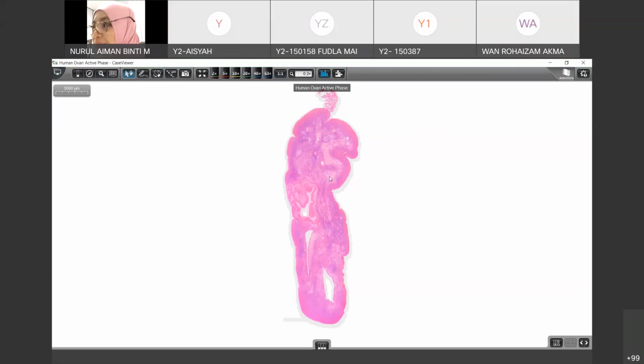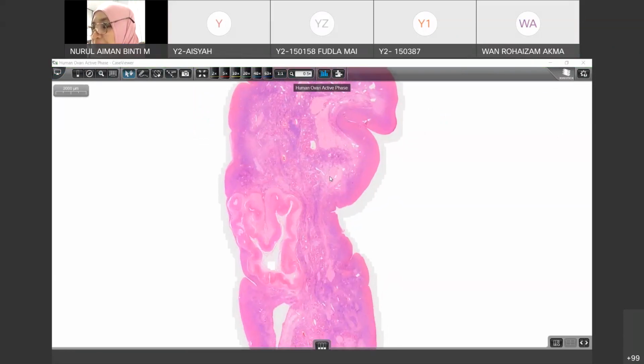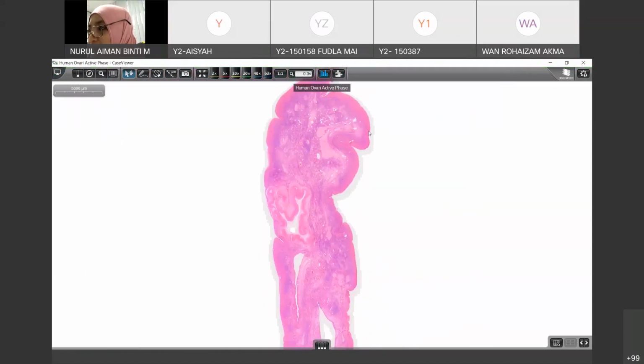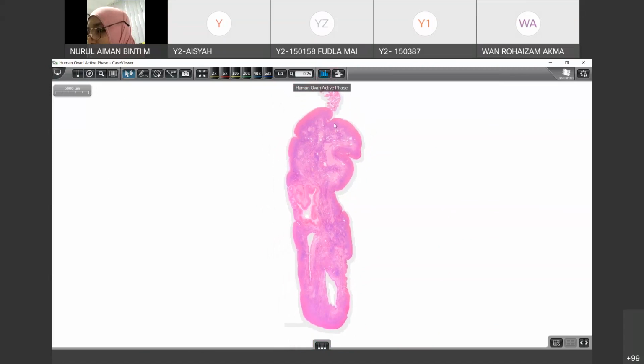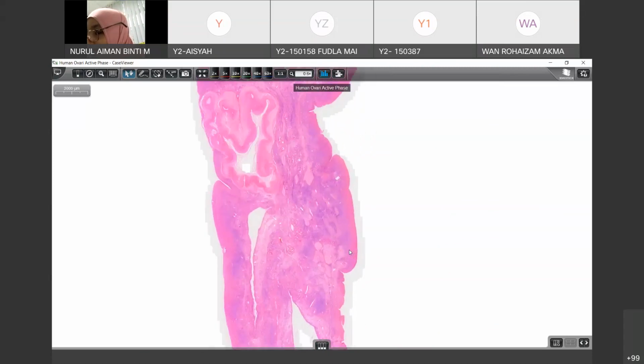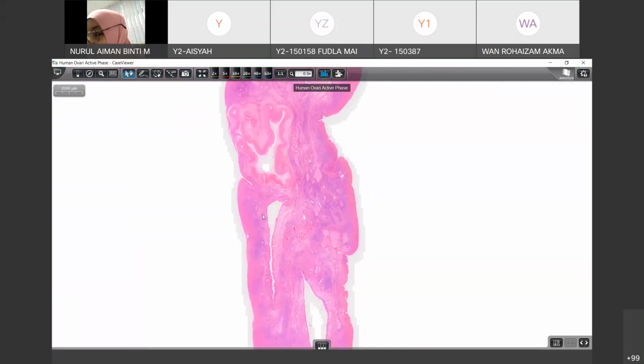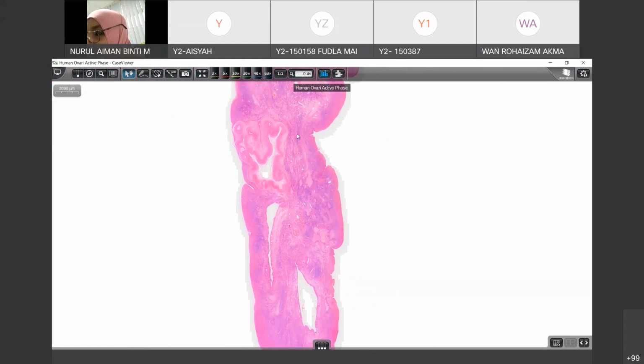This is a slide of ovary. You have to look at the outer layer of the ovary first. Basically you have two layers: the medulla region, medulla area, and another one is the cortical area.